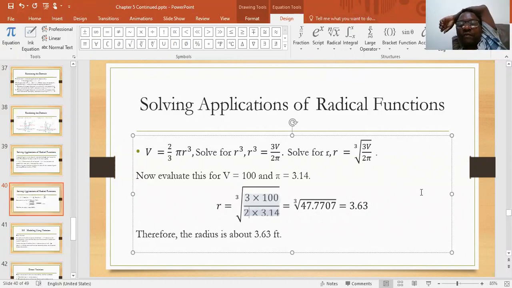So the cube root of 300 over 2 times 3.14 is the cube root of 47.7707, which is 3.63. Therefore, the radius is about 3.63.